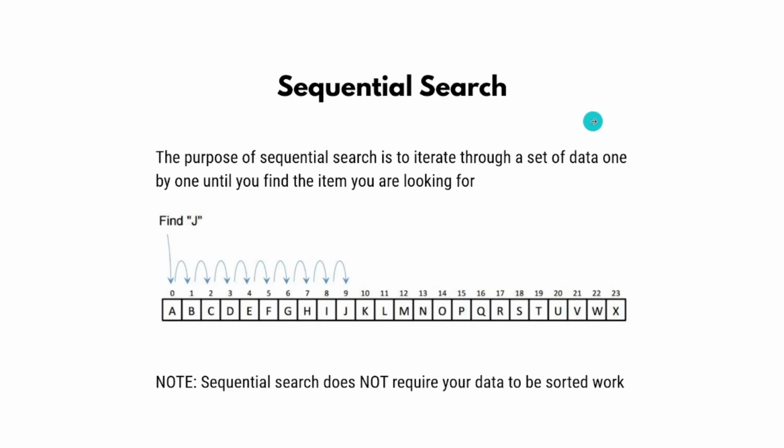Okay, so the first one's sequential search. This is the easiest one to understand. So the purpose of sequential search is to iterate through a set of data one by one until you find the item you're looking for.